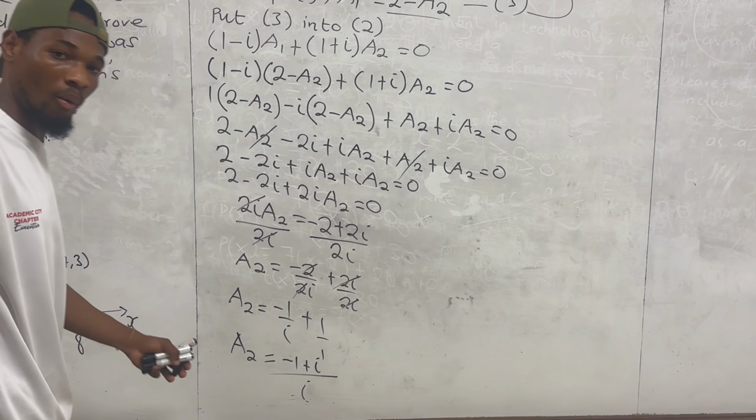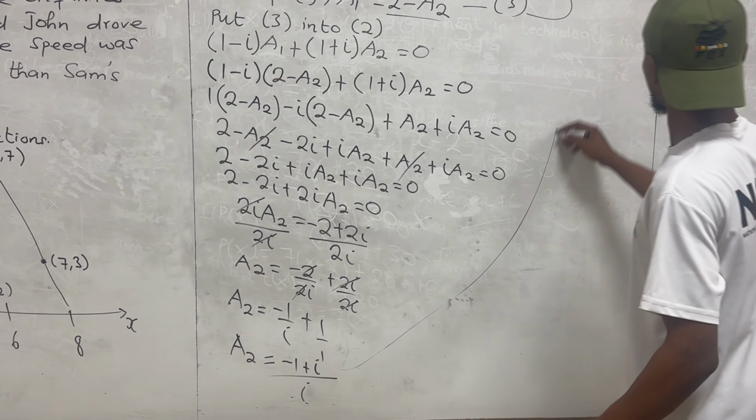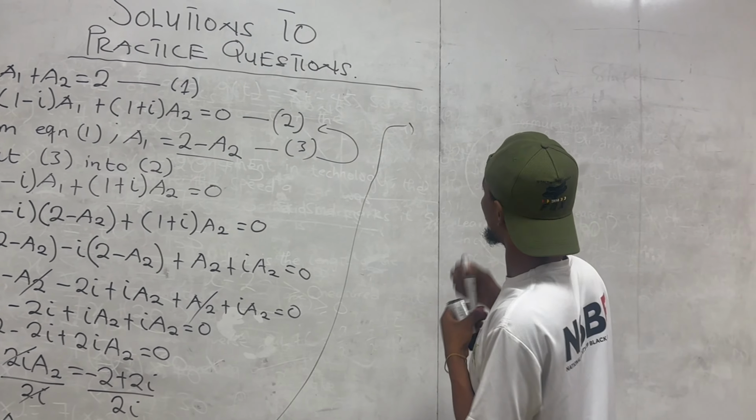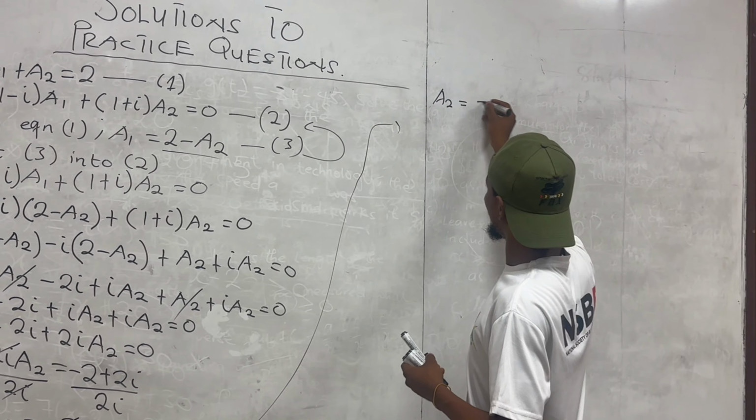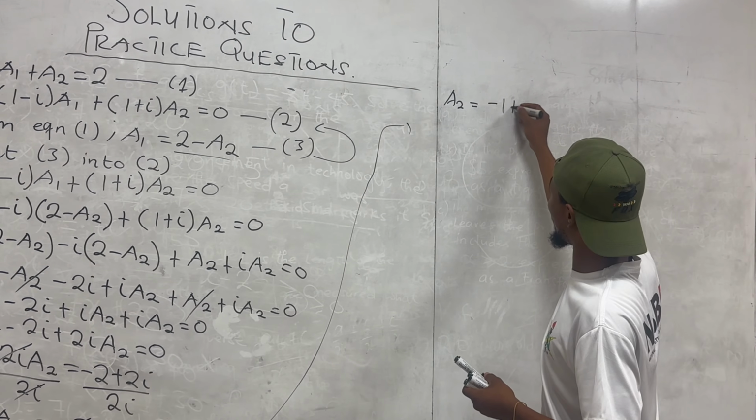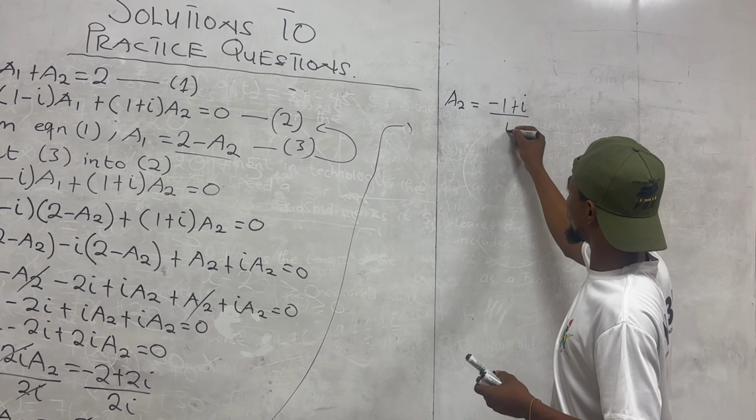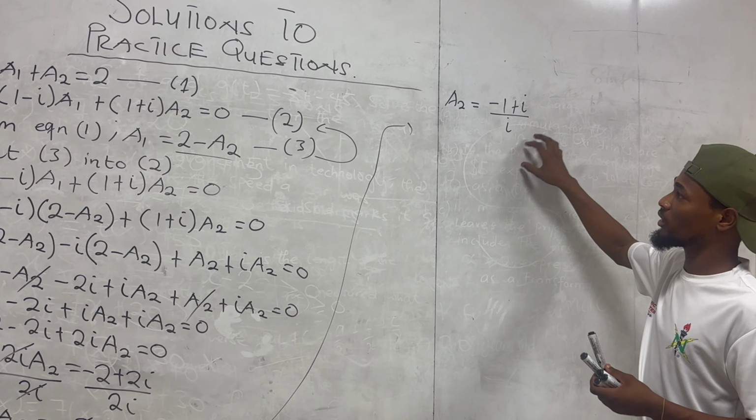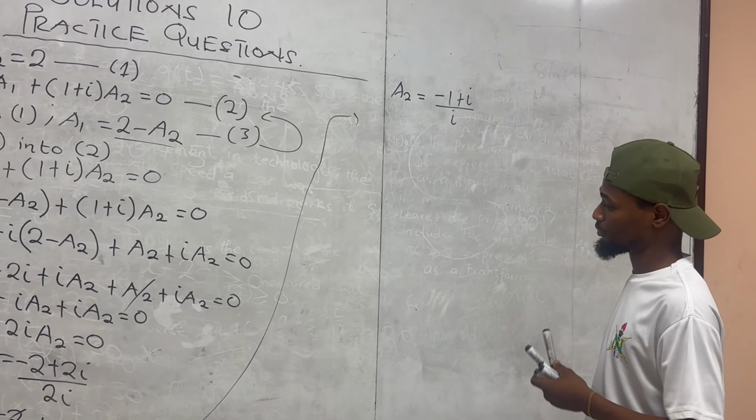Which is equal to A2. For want of space, I'll bring it here. So I have A2 is equal to negative 1 plus i, over i. I have it this way, okay? All right.